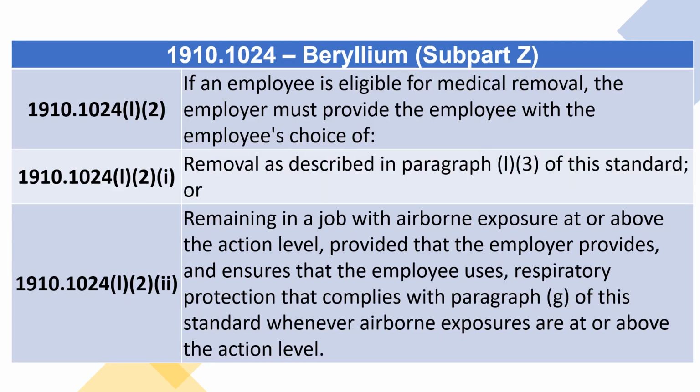1910.1024 L2. If an employee is eligible for medical removal, the employer must provide the employee with the employee's choice of removal as described in paragraph L3 of this standard, or remaining in a job with airborne exposure at or above the action level, provided that the employer provides and ensures that the employee uses respiratory protection that complies with paragraph G of this standard whenever airborne exposures are at or above the action level.